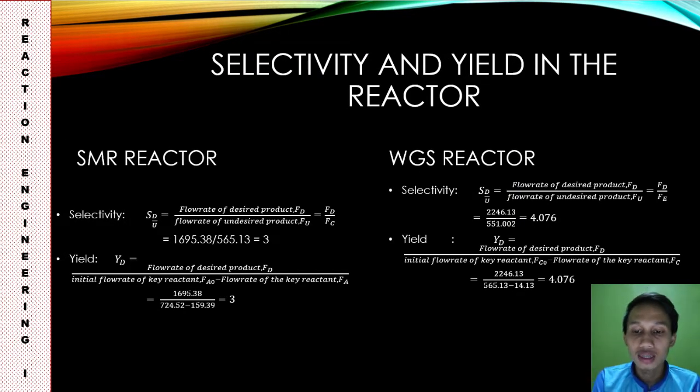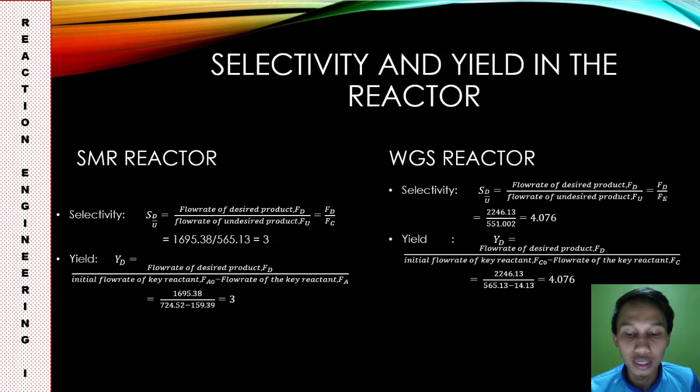For the next slide, we will discuss selectivity and yield in the reactor. In this reactor, we have two reactions, which are SMR and WGS. For the SMR reactor, the selectivity is the ratio between the desired and undesired product, where the desired product in SMR is hydrogen and the undesired is carbon monoxide. So we need to find the flow rate of hydrogen and the flow rate of carbon monoxide coming out from the reactor.